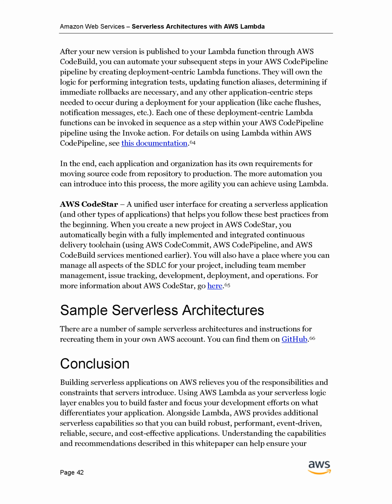After your new version is published to your Lambda function through AWS CodeBuild, you can automate your subsequent steps in your AWS CodePipeline by creating deployment-centric Lambda functions. They will own the logic for performing integration tests, updating function aliases, determining if immediate rollbacks are necessary, and any other application-centric steps needed to occur during a deployment for your application, like cache flushes, notification messages, etc. Each one of these deployment-centric Lambda functions can be invoked in sequence as a step within your AWS CodePipeline using the invoke action. For details on using Lambda within AWS CodePipeline, see this documentation.